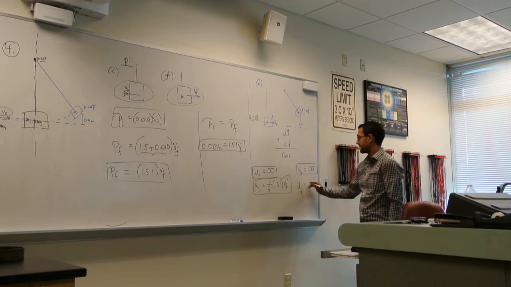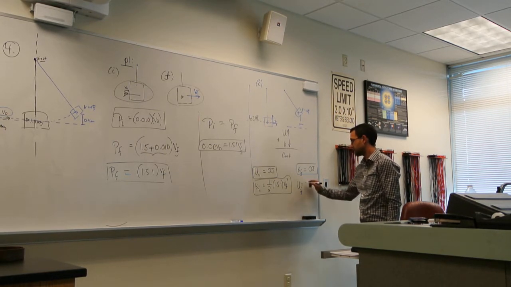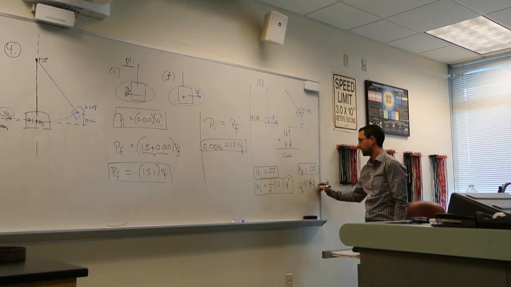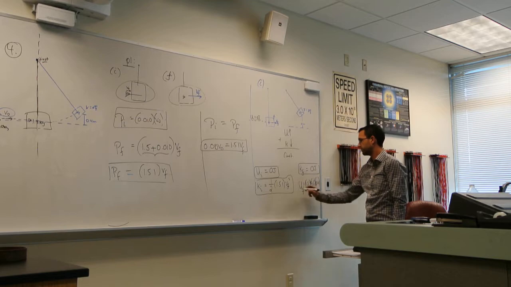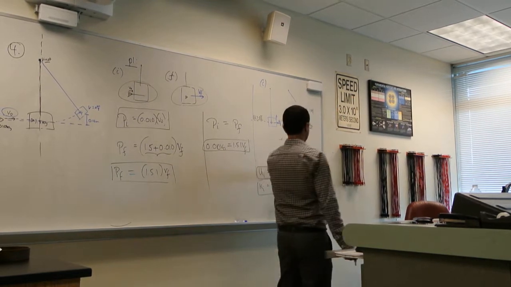So take a look. That's going to be mgh. So m is the mass of the bullet and block together. So 1.51 times g, which is 9.8, times the altitude, which is 0.4. Okay, does everybody see how I got all of these ingredients?